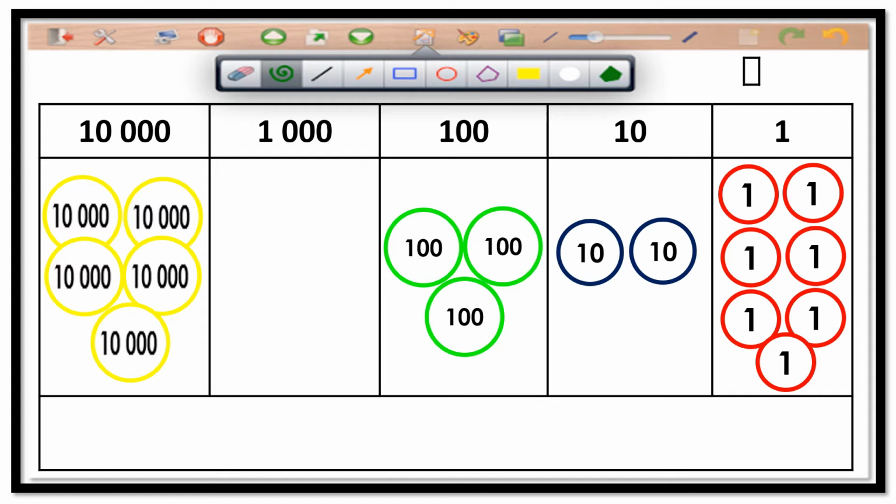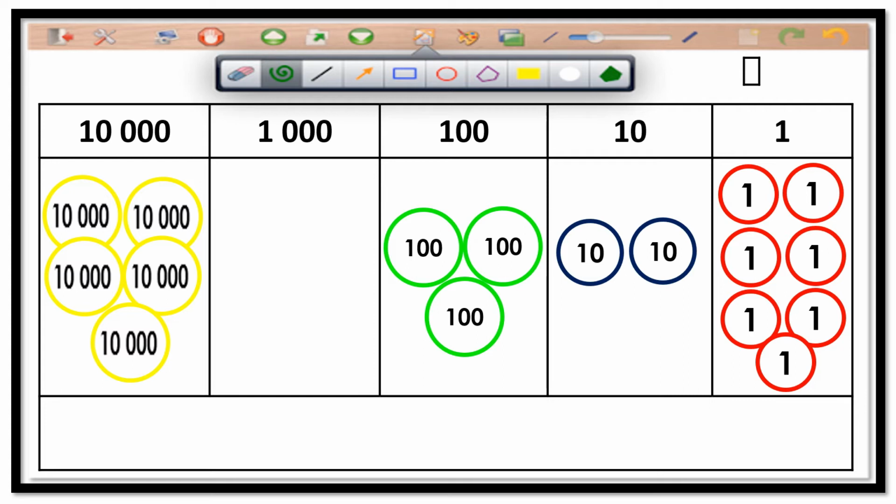So sa 10,000s, ilang number disc mayroon? 1, 2, 3, 4, 5. So mayroong 5 number disc. Walang laman ang 1,000, so that is 0. Sa 100 naman, mayroong 3 number disc.